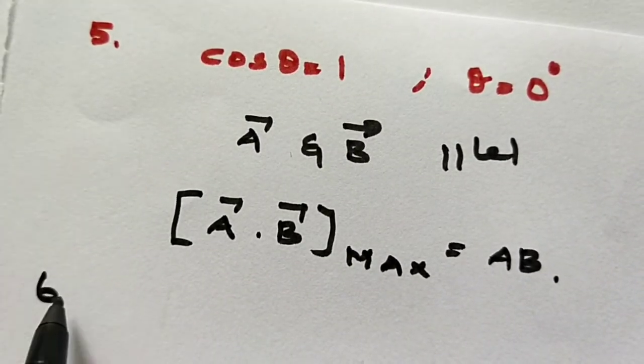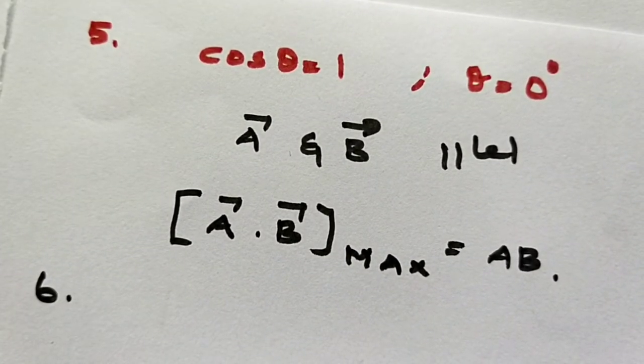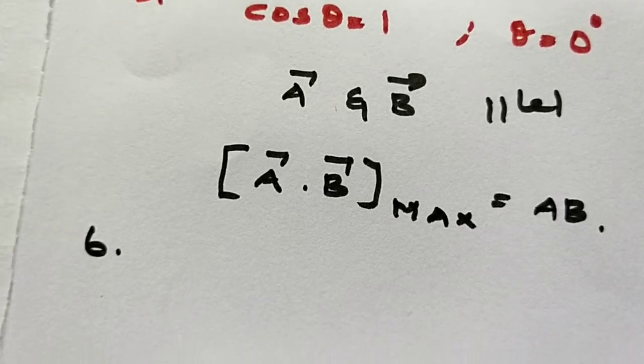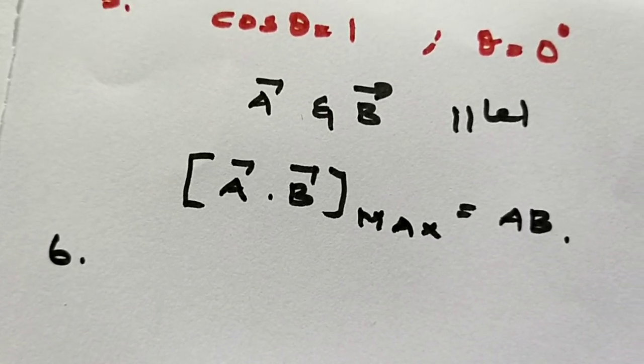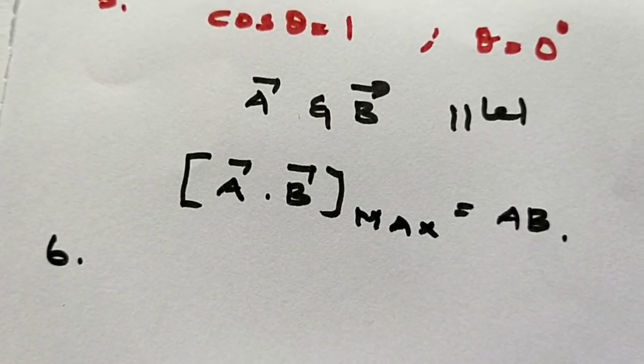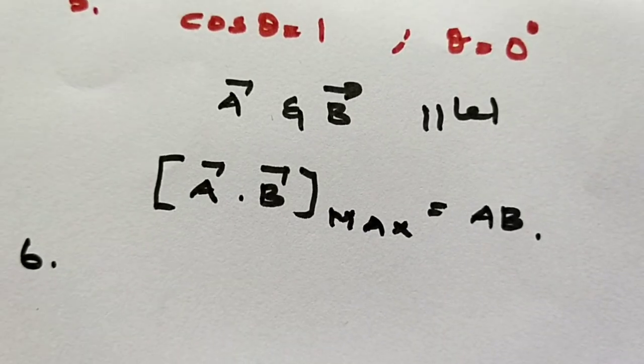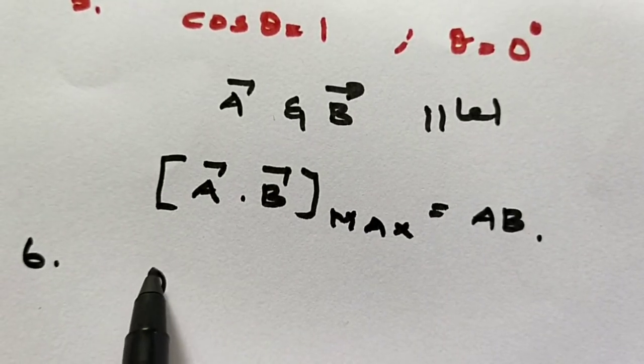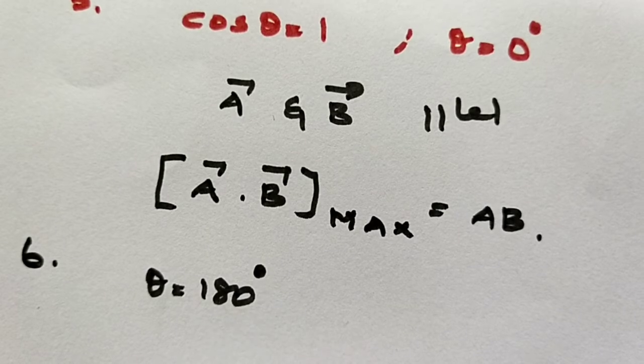Now moving to the sixth property. The scalar product of two vectors is a minimum when the two vectors are anti-parallel. At that time theta equals 180 degrees.